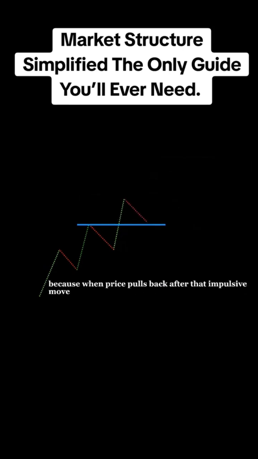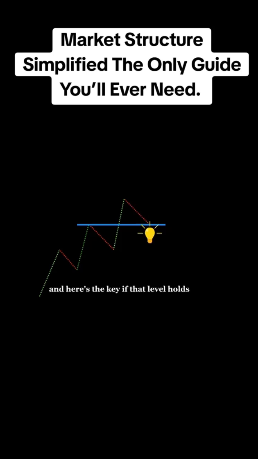Why? Because when price pulls back after that impulsive move, it often returns to retest that same level. And here's the key. If that level holds, meaning price rejects it and bounces upward, it confirms that the pullback has ended and a new impulsive move is beginning. That's your signal. That's where professional traders enter.